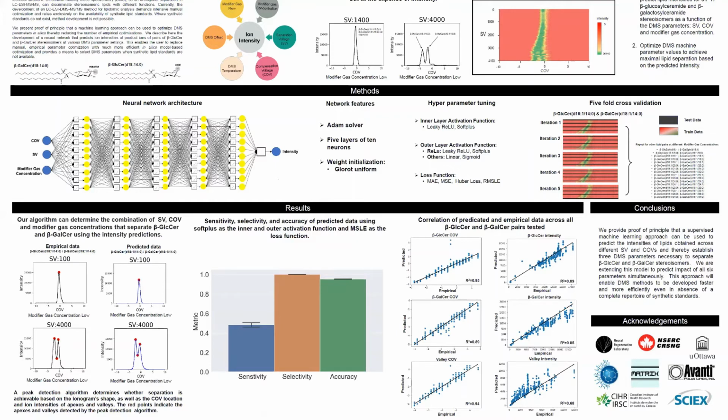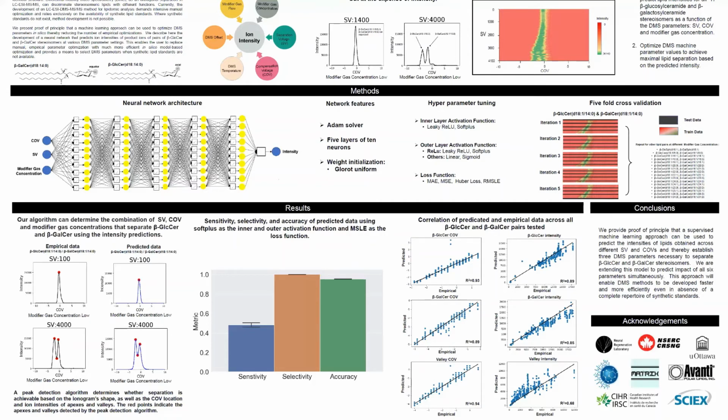We found that our highest scoring hyperparameter combination consisted of softplus as both the inner and outer activation function, and mean squared error as the loss function. These combinations were able to yield a sensitivity of 54%, a specificity of 99.7%, and an accuracy of 99.6% for all pairs of glucosylceramide and galactosylceramide stereoisomers tested.